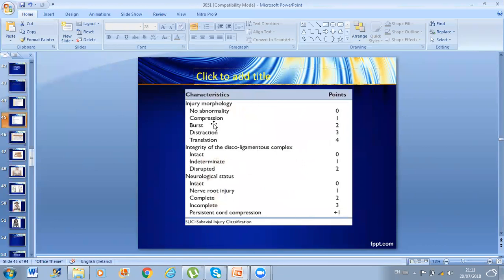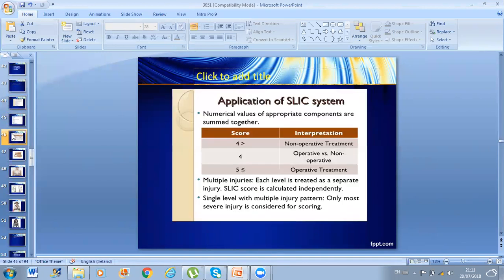And you have to remember this in the exam. The significance is the same. Less than 4, you have non-operative. 4, operative versus non-operative, you decide, and more than 5, operative treatment. So in the exam, these scores give you only an idea, okay? And you have to decide for the patient specifically. You have to decide regarding patient intervention not only on the SLIC system but other factors as well.